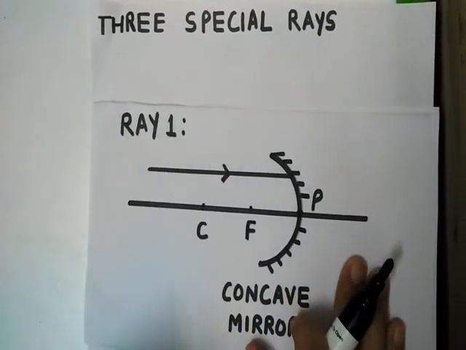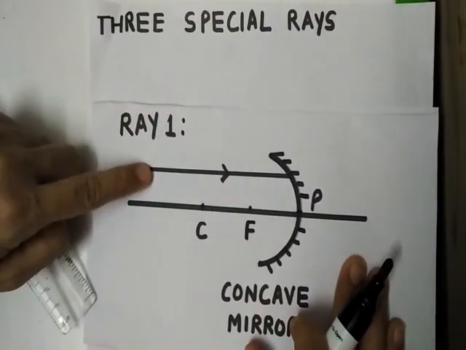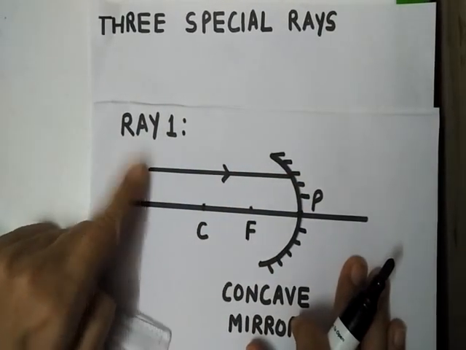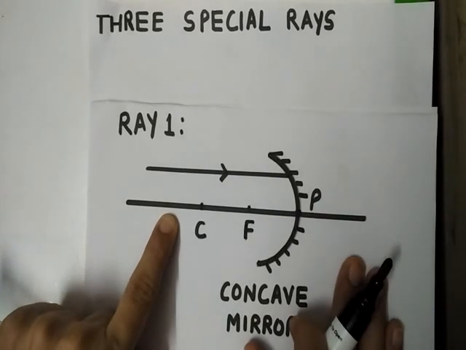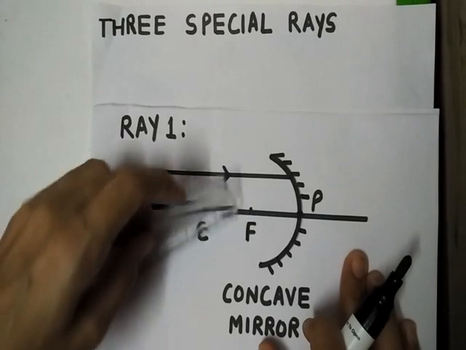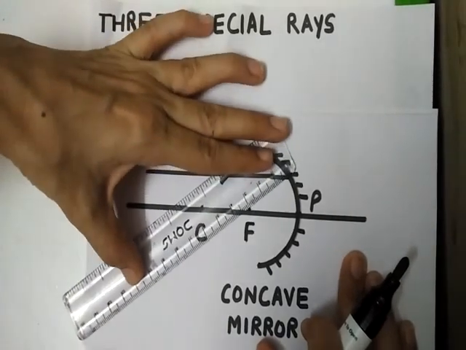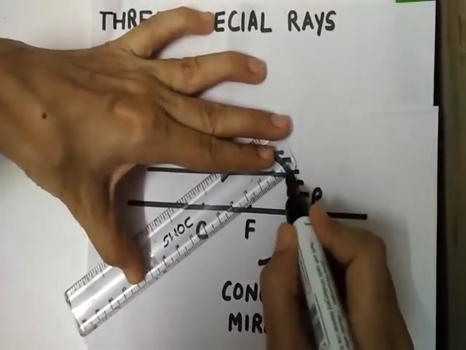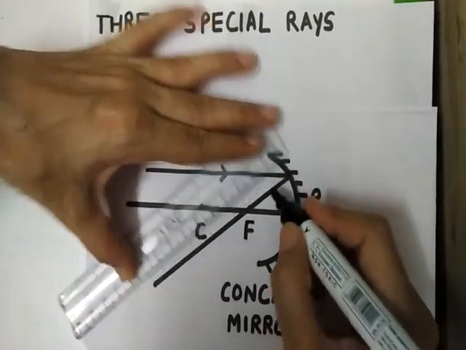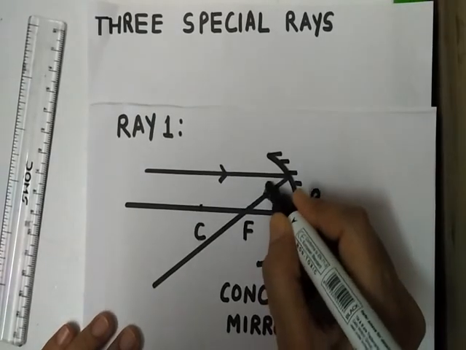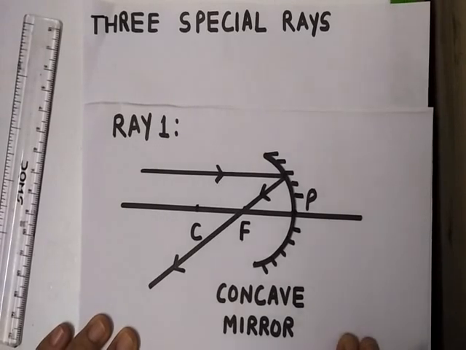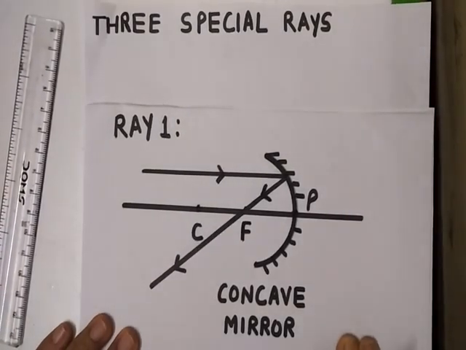Now, ray 1 says, when the incident ray, this is the incident ray which is coming towards the mirror, is parallel to the principal axis, then that incident ray after reflection from the spherical mirror will pass through the focus. So whenever the incident ray is parallel to the principal axis, it will pass through the focus. See now, this ray is passing through the focus. So this is ray 1 for a concave mirror.